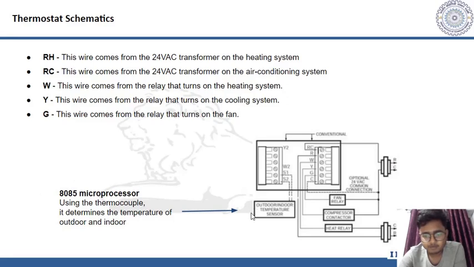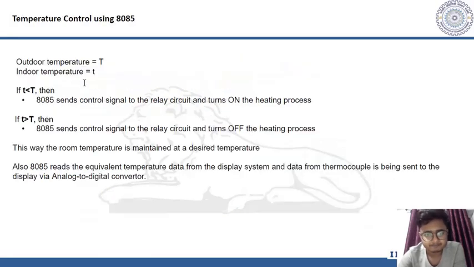Our main focus is on the outdoor and indoor temperature sensor, which is connected to switch 1 and switch 2, where we will be using our 8085 microprocessor. As discussed earlier, using the thermocouple, it determines the temperature of outdoor and indoor, and it works based on that. Let's proceed to how it works.